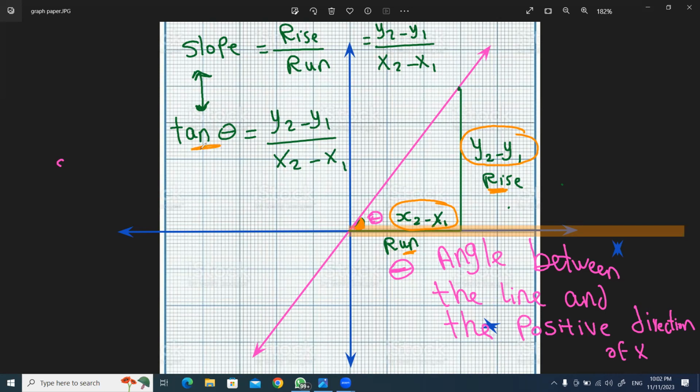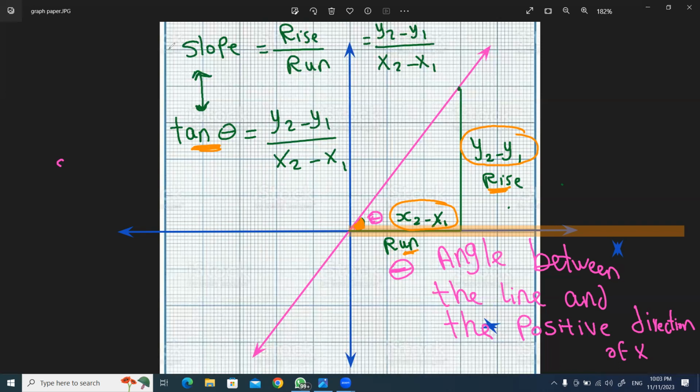What if I asked about tan theta? You know, tan from trigonometry is equal to what? It's equal to the opposite over the adjacent. The opposite to theta is y2 minus y1, and the adjacent is x2 minus x1. So what is tan theta? It's y2 minus y1 over x2 minus x1, or we can say rise over run. That's tan theta.